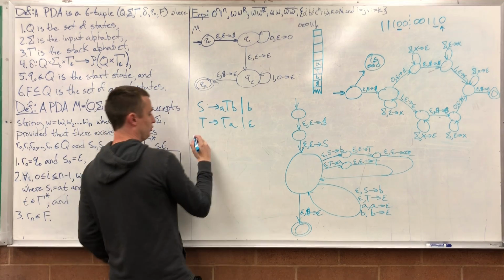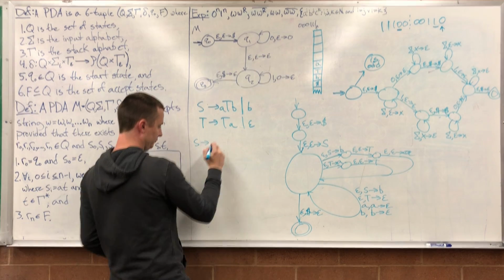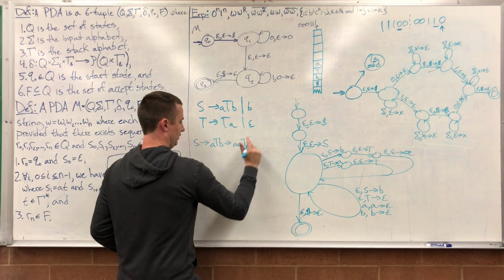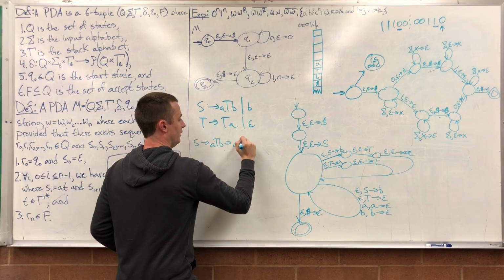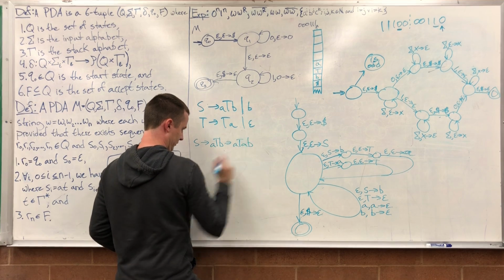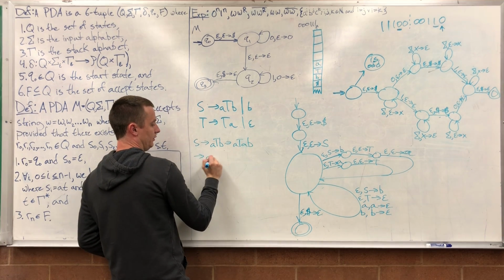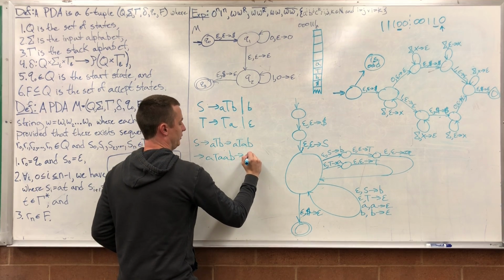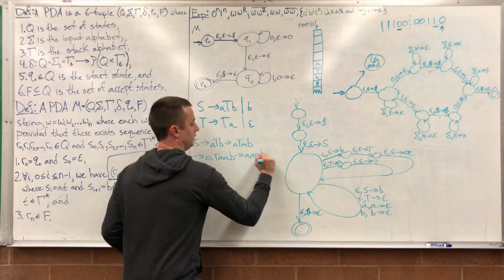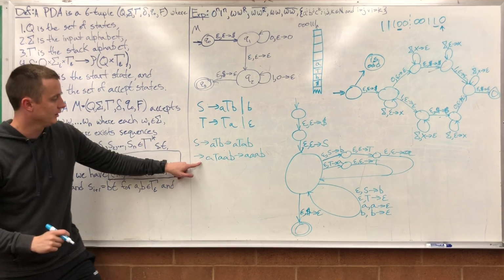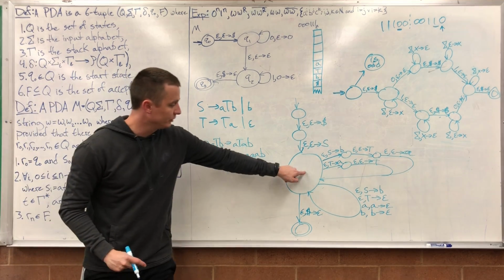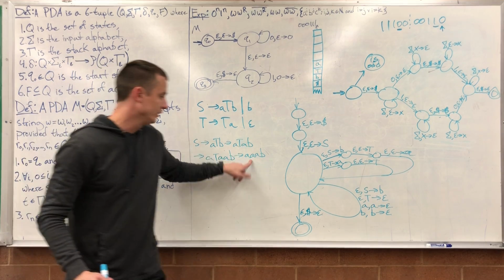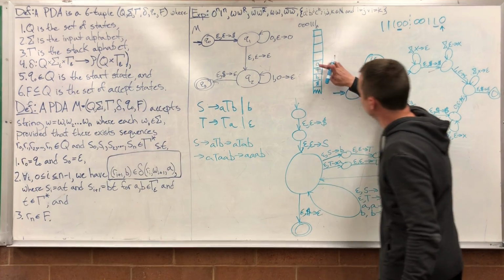So let's go over it for the same generation that we had before. We had S went to ATB, went to AATB, or ATAB, went to ATAAB, went to AAAB, right? That's a string that the grammar can generate. So this machine better be able to accept this string. Let's run this string on this machine and make sure it accepts.